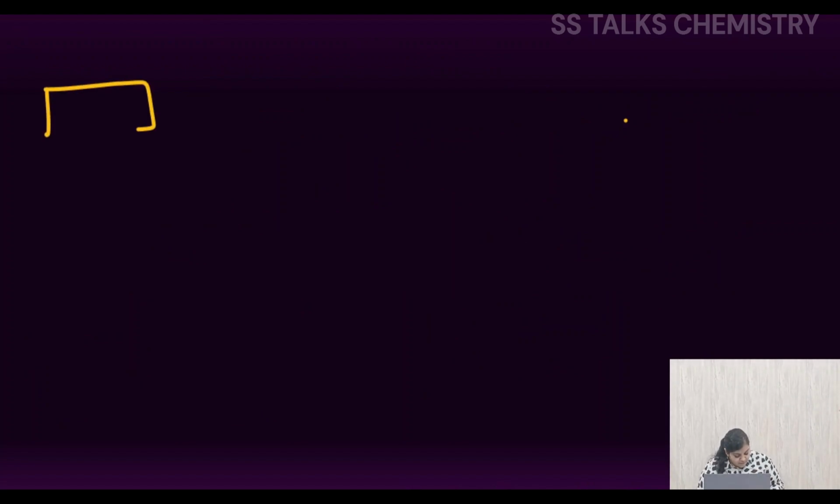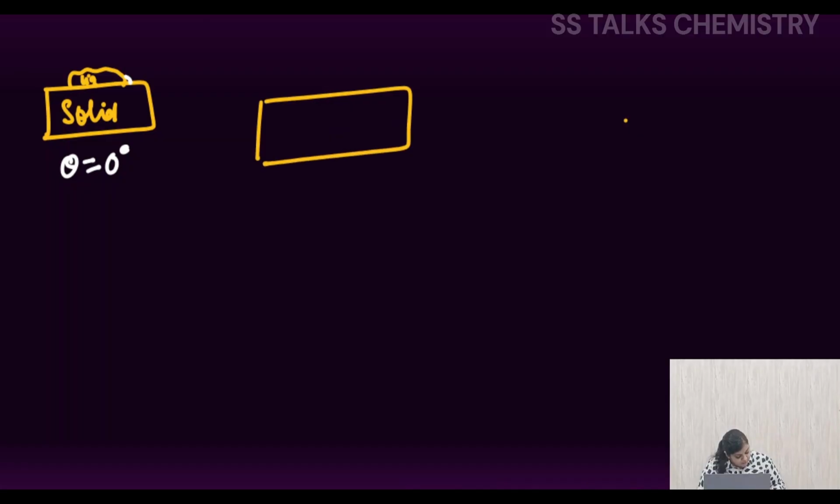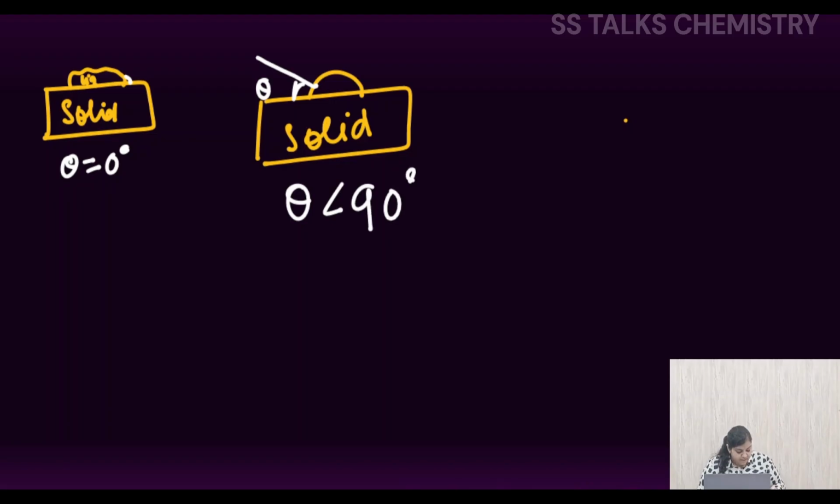How can you say? Suppose this is the solid substance and the liquid drop is present like this over it. In this case, theta is 0 degrees, directly in contact, these two are there. Next, suppose you have this particular type of case. This is the solid and this type of drop is present, and this is the angle present between these two. This angle is less than 90 degrees, so theta will be less than 90 degrees in this case.